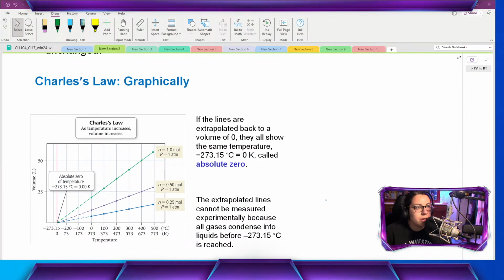Then this graph is showing us if we could extrapolate all the way down to absolute zero for all these gases. Of course, the issue is that all gases condense into a liquid. These lines are not taking into account any intermolecular forces. That's the difference between our kinetic molecular theory and the true nature of gases.